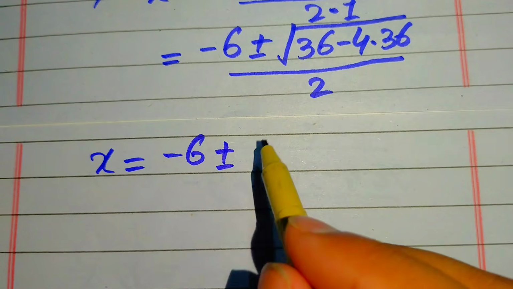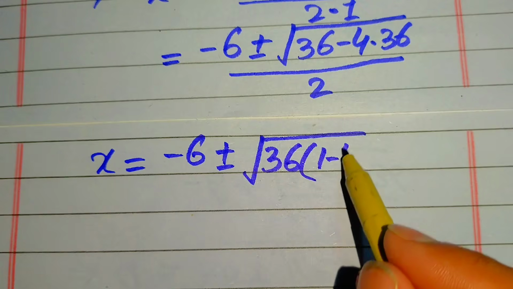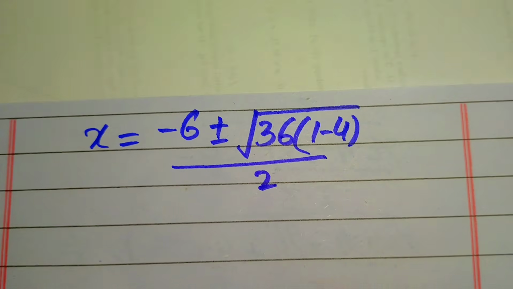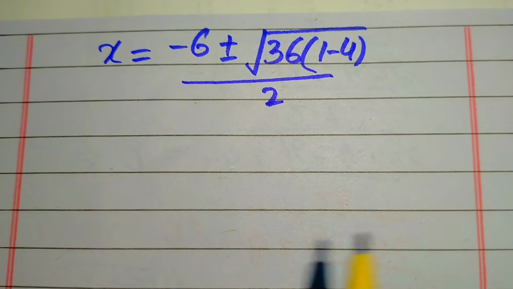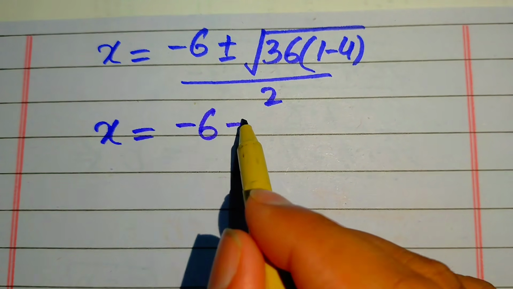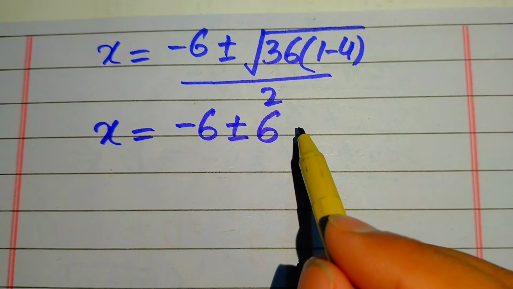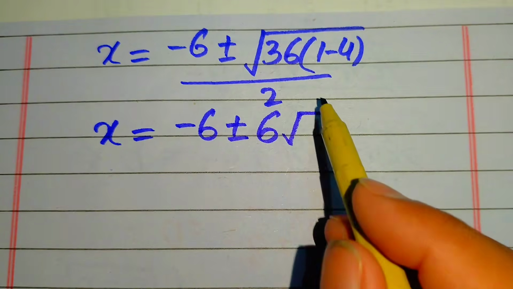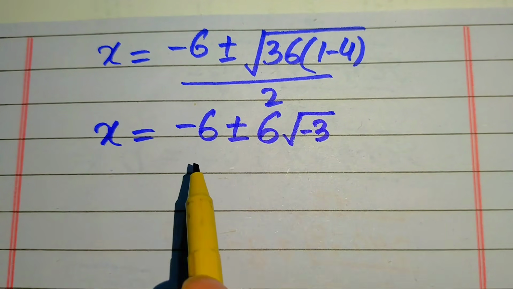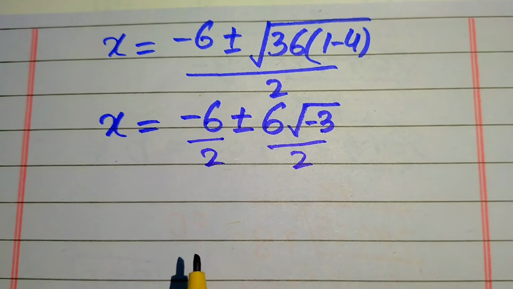Here we take common 36 inside the square root sign, and the remaining values are 36 times (1 minus 4), divided by 2. Further we need more simplification, and we get x equals minus 6 plus minus. We know that the square root of 36 becomes 6, and the square root of 1 minus 4, which is minus 3, and we break this fraction and write the two values separately.